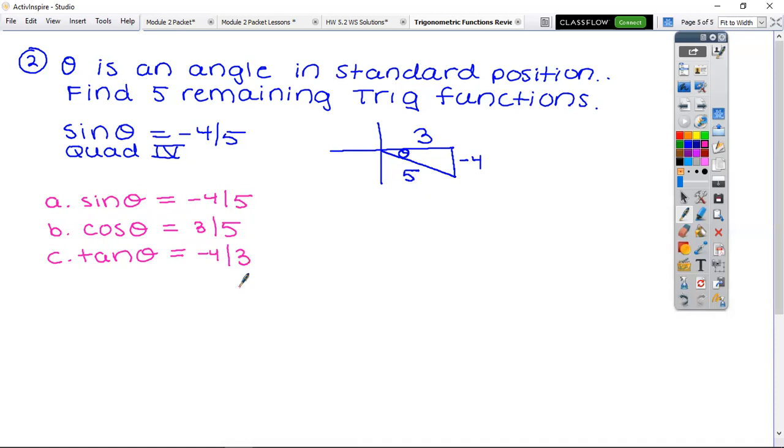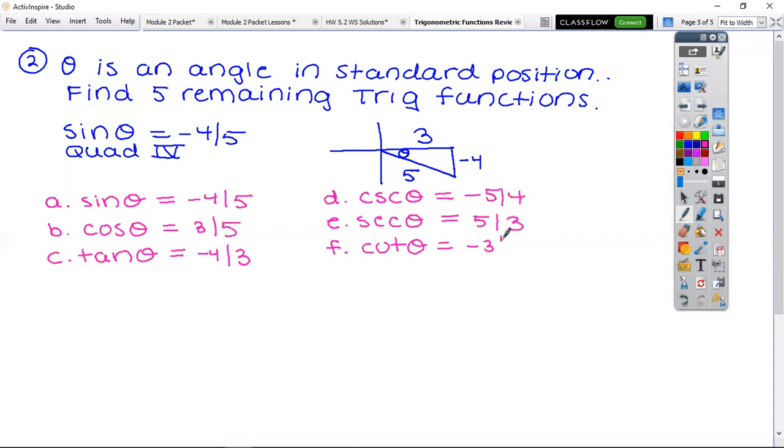And then once more, you're going to take all of these and flip them. So letter D, the cosecant of theta, is equivalent to -5/4. Followed by secant theta. And secant theta is 5/3. And lastly, cotan theta. And that's -3/4. So -3/4. Okay. How does everyone feel with the first two? Pretty good? I'm hoping that's, again, just a nice review of what you've done in years past.